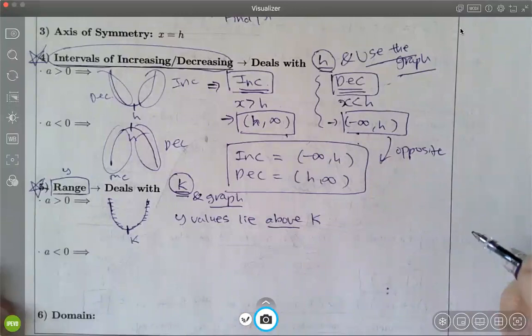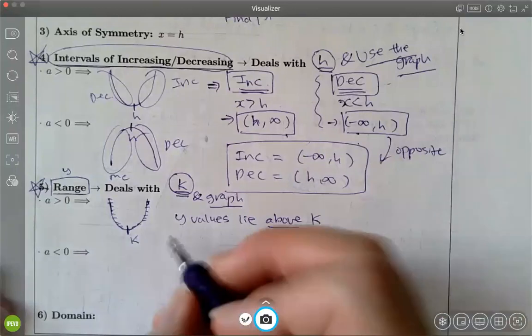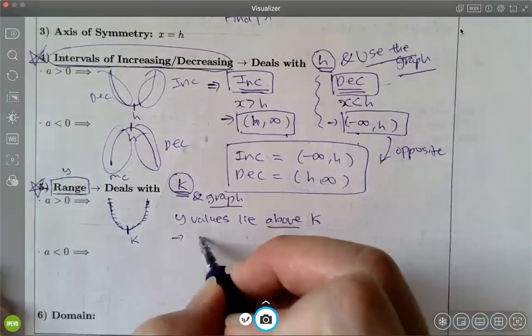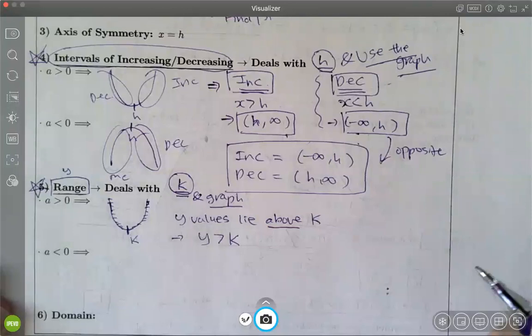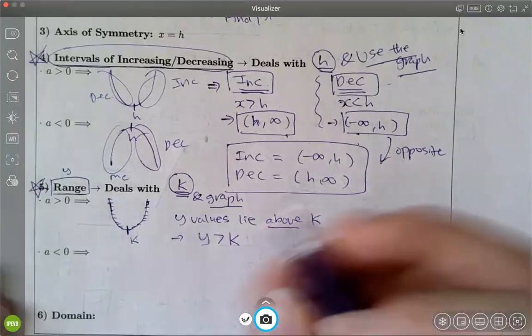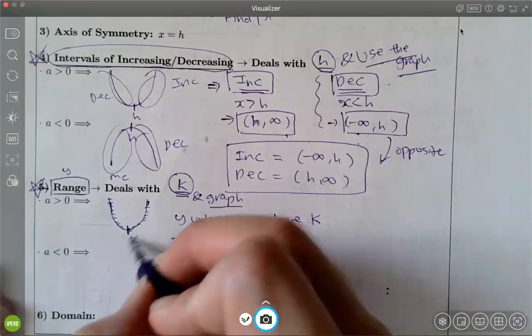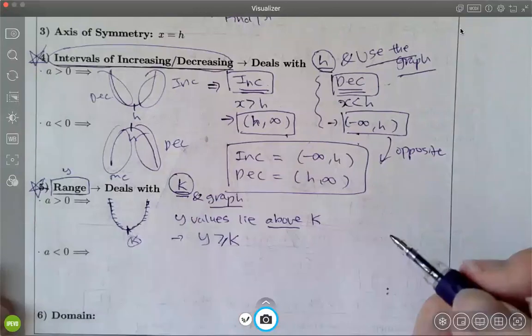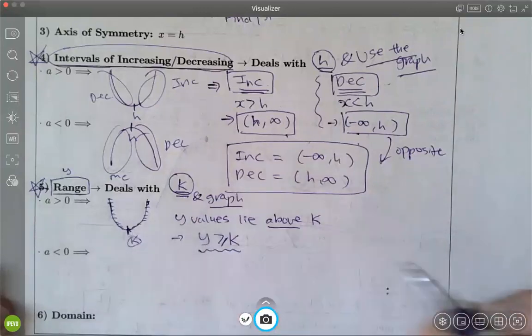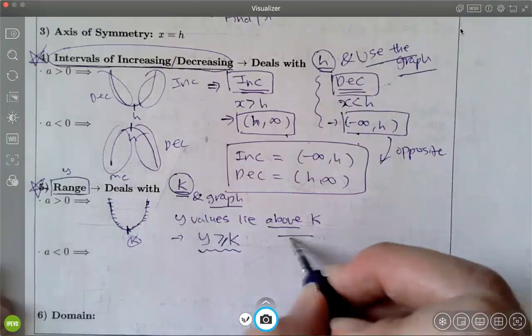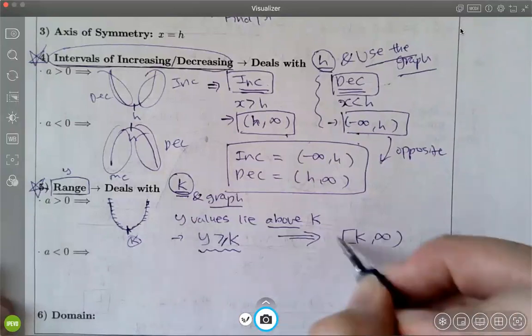Now, is there any math symbol for above? Greater than, right? Now, can y be equal to k? Yes. And what does the equal sign mean? Your y hits the vertex, right? So it's this one. y is greater than or equal to k. And what's the interval notation? Bracket k comma infinity.